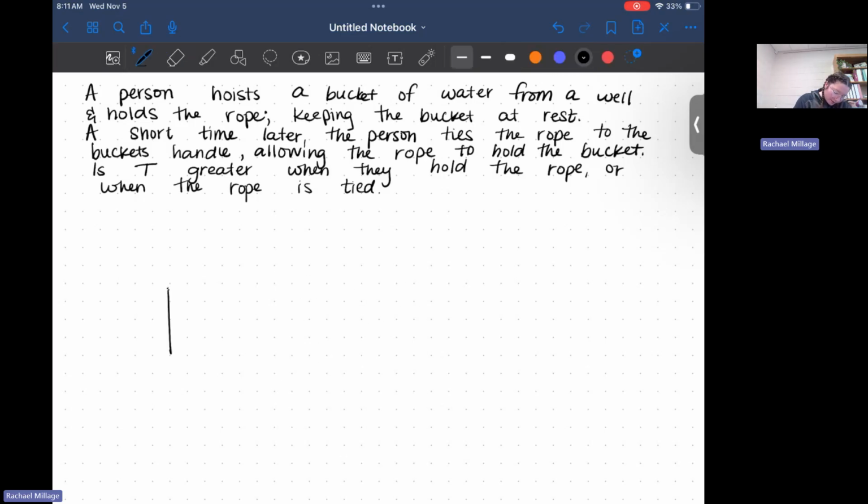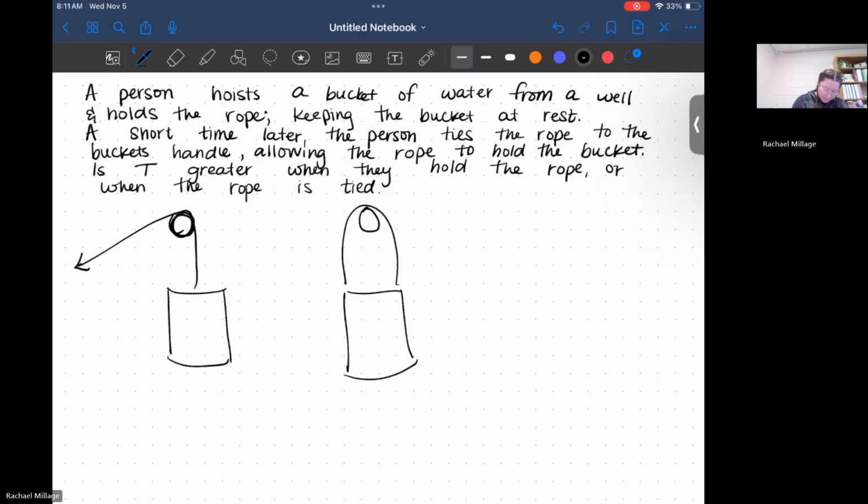So with bucket one, it's coming up over a pulley and being pulled this way, right? With bucket two, or case two, this is more what it looks like. We have the rope attached to itself on both points versus we have one point of attachment here. So what do we know about the forces happening on each of these?